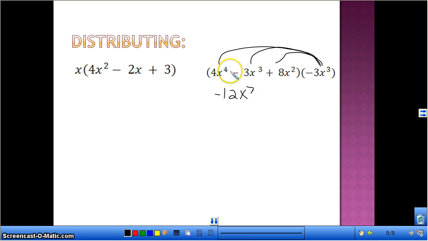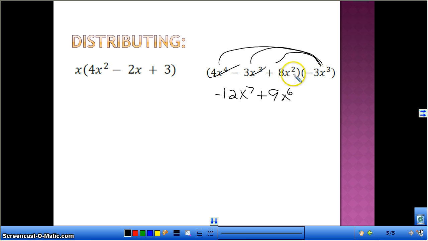Okay, then we're going to go to this middle term here. We're going to multiply -3 times -3. Okay, that gives you +9. And then you have x cubed and x cubed. So the x stays the same, and you add the exponents, so you get 6.